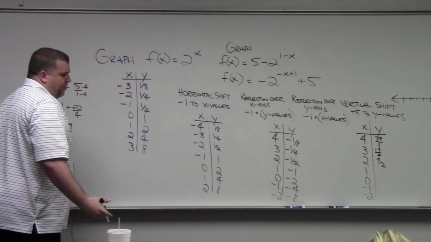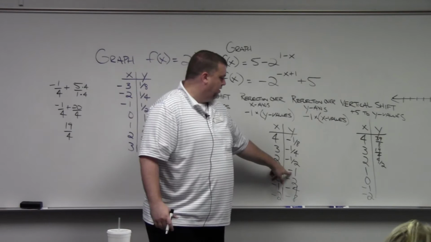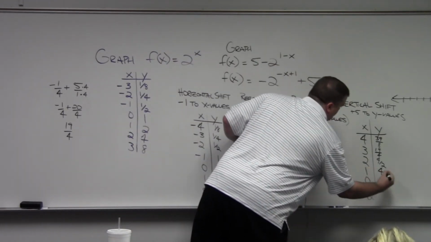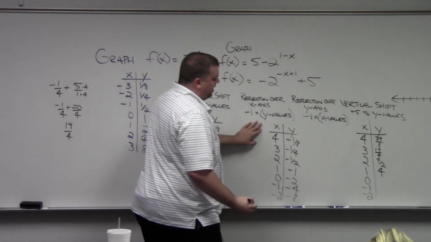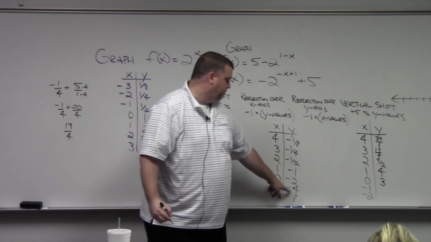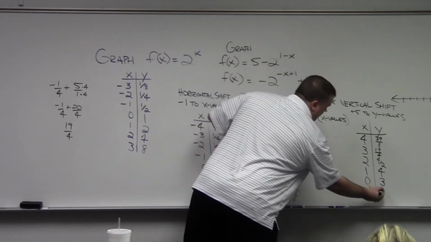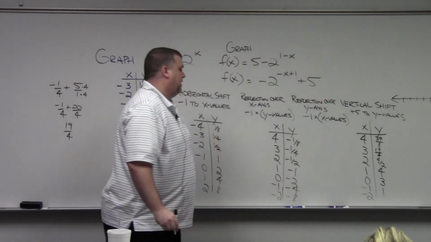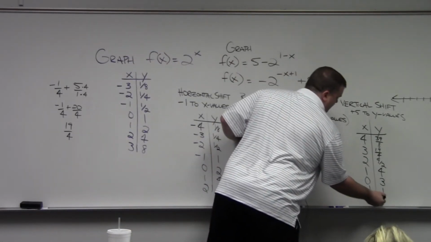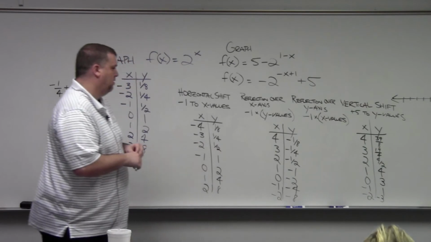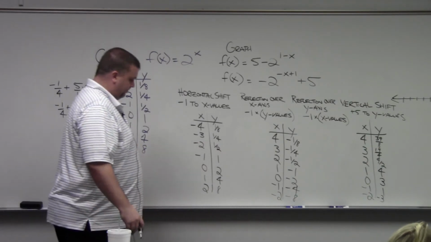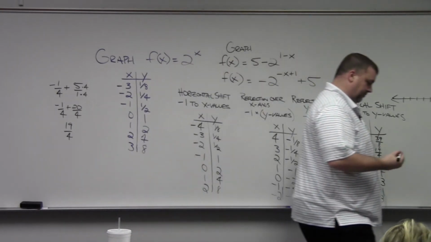Rest of them are a little bit easier, right? We don't have to deal with fractions. -1 plus 5 is 4. -2 plus 5 is 3. -4 plus 5 is 1. -8 plus 5, -3. So all those transformations get us a new t-table. So let's graph this.